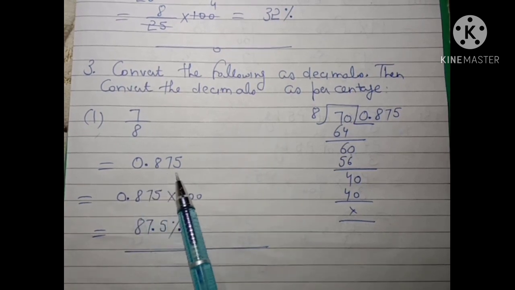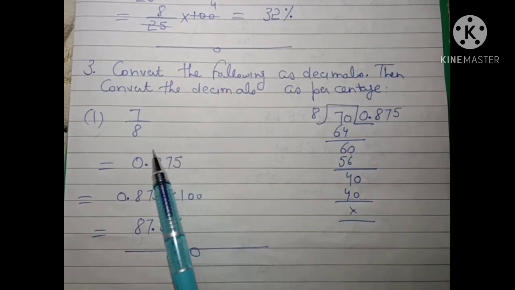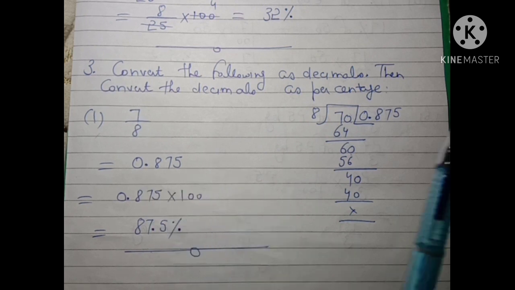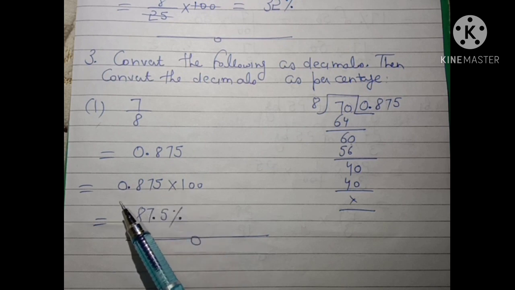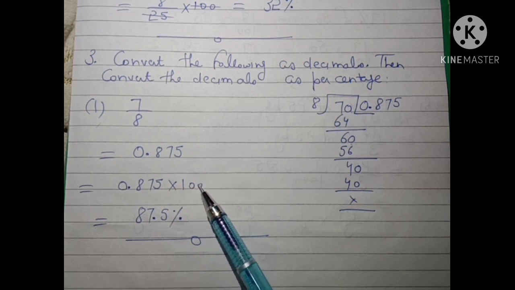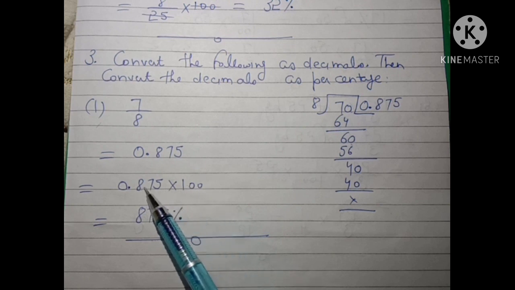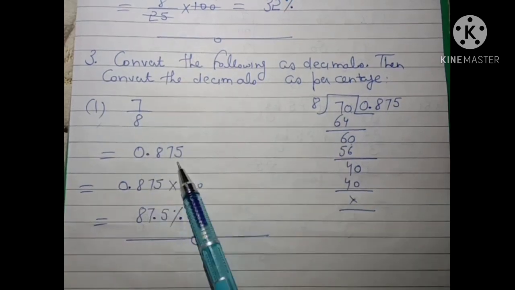And now this decimal we have to convert into percentage, and I already explained you that when we want to convert this decimal into percentage, we have to multiply this term with 100. So it will become 0.875 into 100, and now you can see 0.875 when multiplied with 100. There are 3 digits after the decimal point and we are multiplying this with 100, so we have to shift 2 places, and it will become 87.5%.